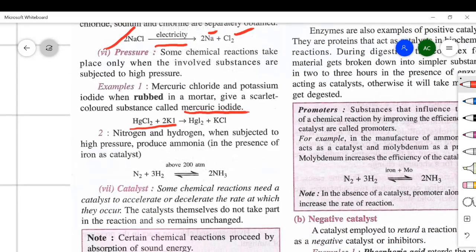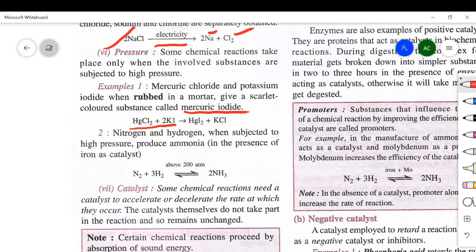Another example is nitrogen and hydrogen. If you remember in class 8, I have told you about this reaction. This is a very, very important reaction. This is the formation of ammonia, and I've told you the process name also. This is Haber's process, and this reaction is very, very important because you can put this reaction in all the examples.